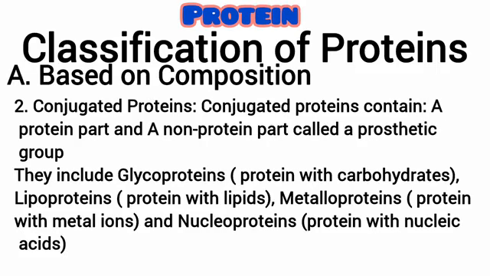We also have the conjugated protein, which contain a protein part and a non-protein part called the prosthetic group. Example include the glycoprotein, which contain protein with carbohydrate. We have the lipoprotein, protein with lipid. We have the metalloprotein, protein with metal ion, and others.